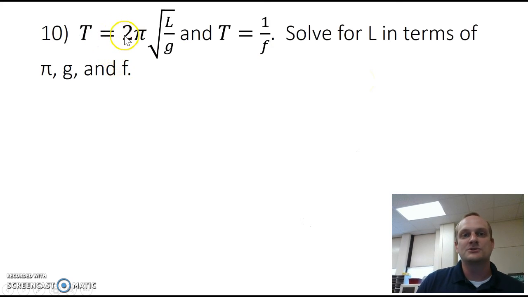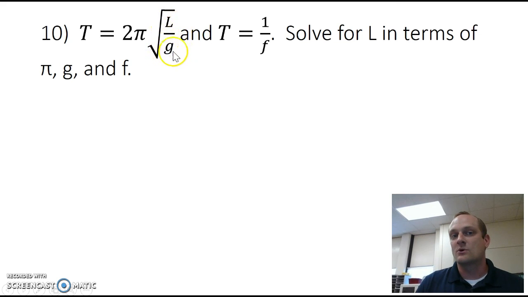So T equals 2 pi square root of L over g, and T equals 1 over f. Solve for L in terms of pi, g, and f. So ultimately what I want here is L equals something, and that something is only allowed to have pi, g, and f. Okay, let me look at this first equation real quick. L is what I'm solving for, so L is up here.